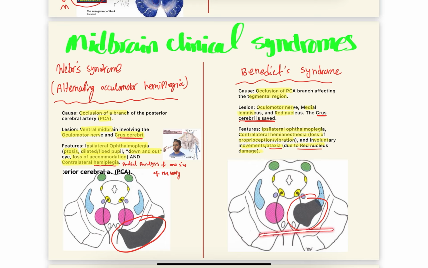Okay, let's carry on here. Again, this is because of the oculomotor and because of the medial lemnisci. What about the red nucleus? The red nucleus, because of it, I will have what? Ataxia. Involuntary ataxia or movement.